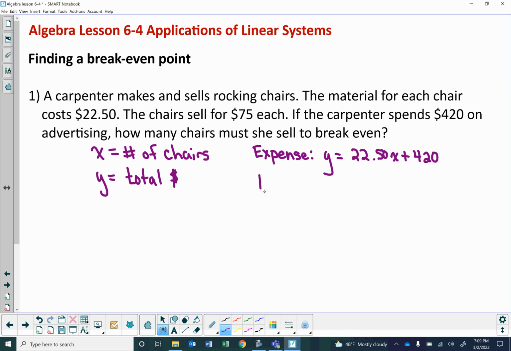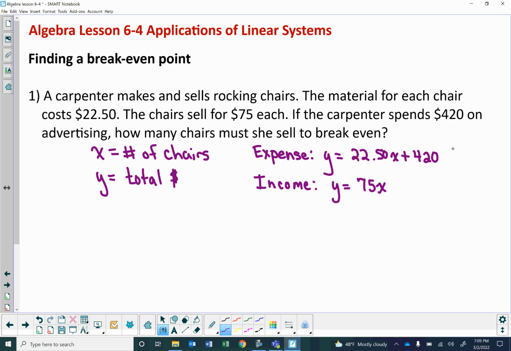And then my income, how much money is the carpenter bringing in? Well, they're bringing in $75 a chair. So that would be y equals 75x. Now, this is a perfect example of a system which would be easily solved by substitution. Since both equations are in y equals form, I just need to substitute the y in one equation into the y of the second equation.